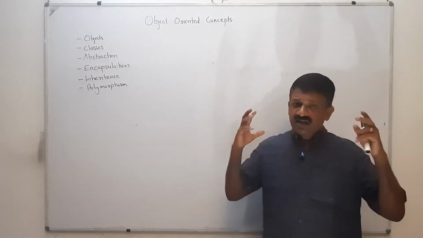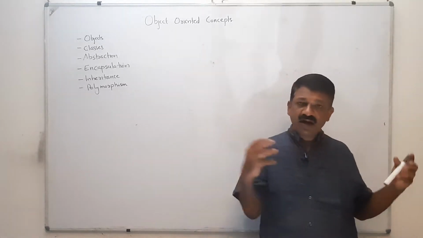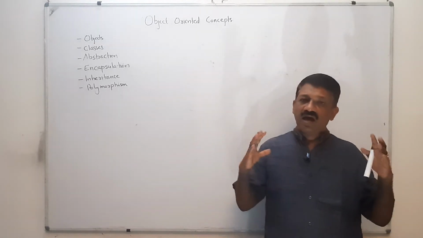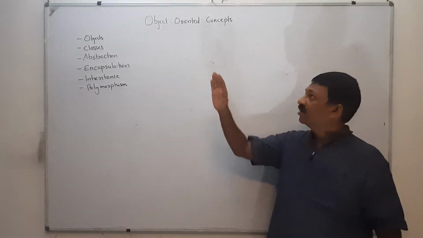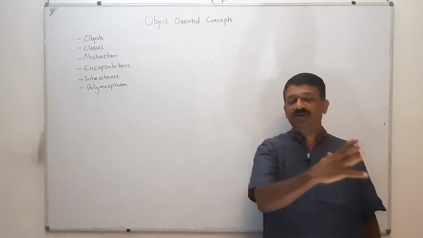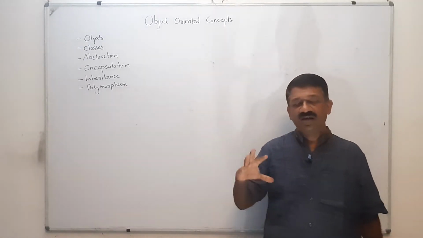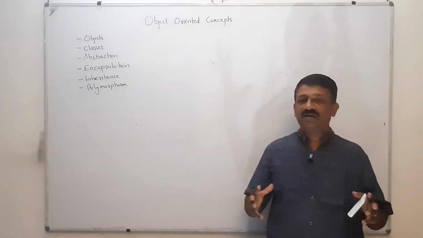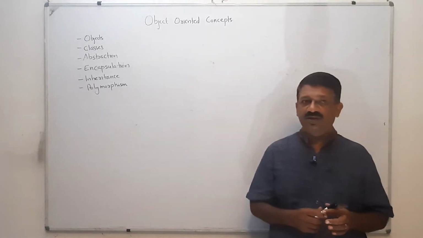That means in the real world, every object interacts with another object, and we want to have a programming style which we call object-oriented programming. That means in object-oriented programming, we consider every entity as an object.